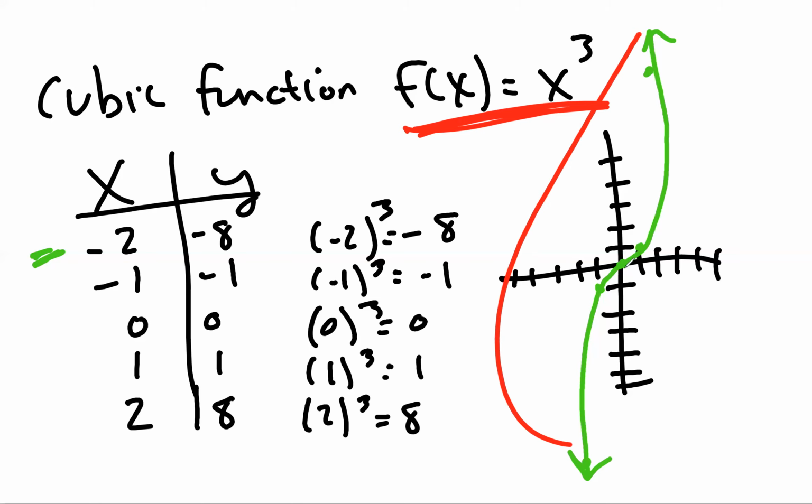You need to know that its vertex is (0, 0), and that it shoots up one way and shoots down the other way. So looking at this parent function, which is the cubic function, any questions, any problems on this one?